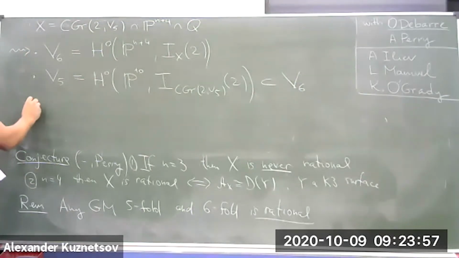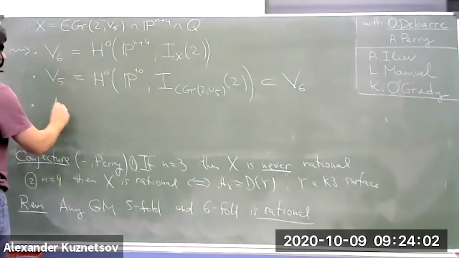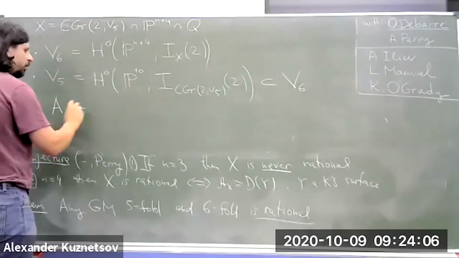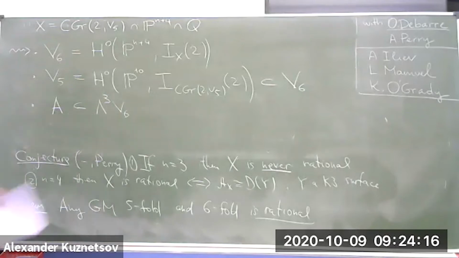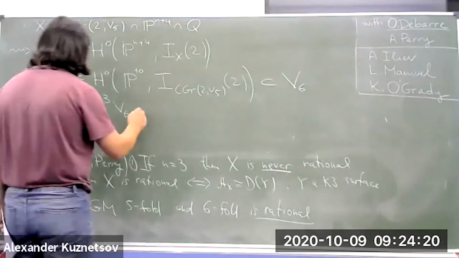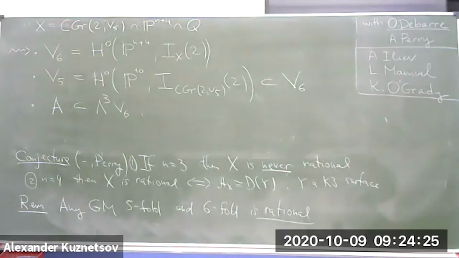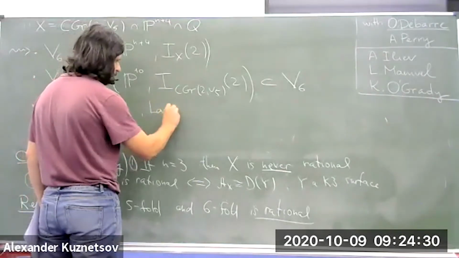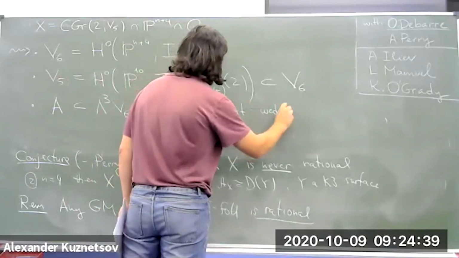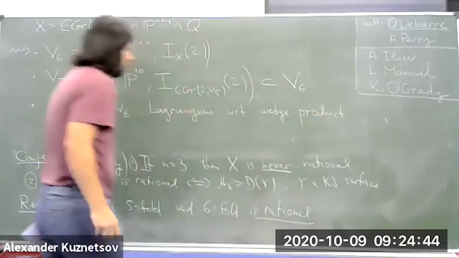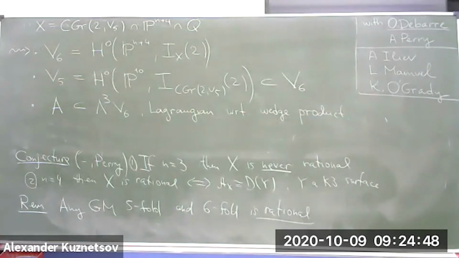And the third part of the data that one can consider is a bit more hard to explain. This is actually a certain 10-dimensional Lagrangian subspace A in the exterior cube of V6, which is endowed with a symplectic form given by wedge product. So A is a Lagrangian subspace with respect to wedge product. Maybe let me not explain how this subspace is constructed. It's not very hard, but it will take us a bit away from the main story. Just believe me that it can be constructed.